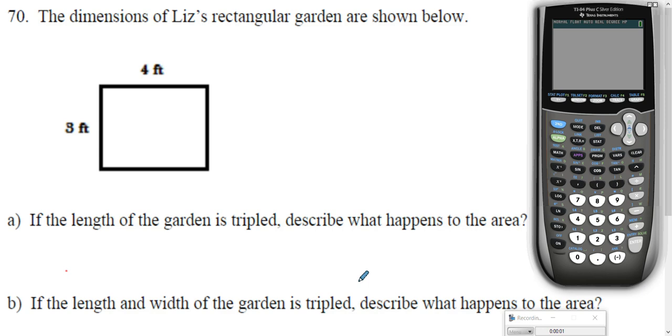Geometry, GeoCon, Unit 1, problem number 70 in the problem packet. The dimensions of Liz's rectangular garden are shown below. If the length of the garden is tripled, describe what happens to the area.